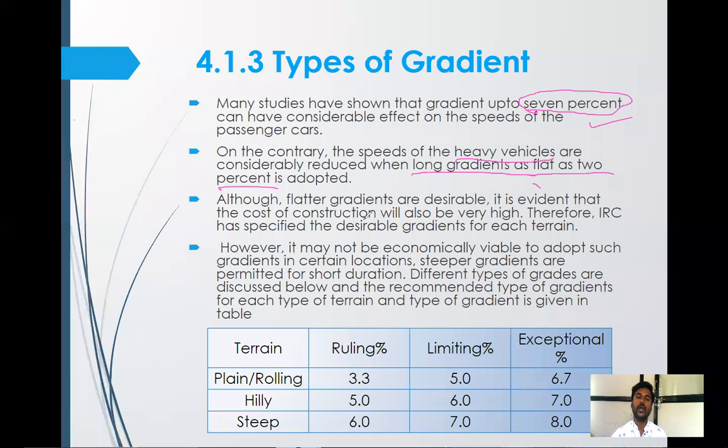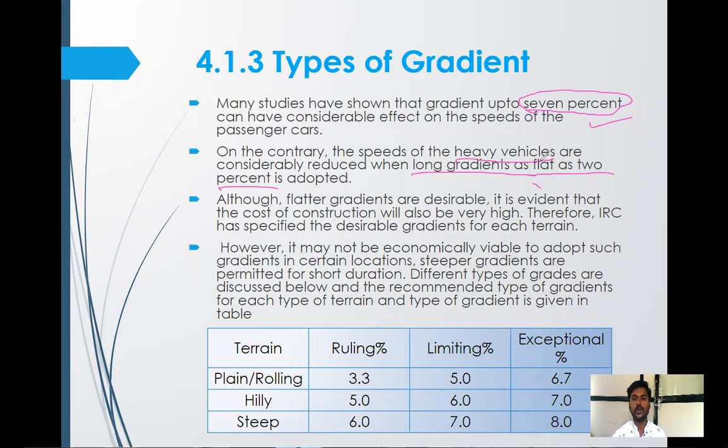Although flatter gradients are desirable, it is evident that the cost of construction will also be very high. Therefore the IRC has specified the desirable gradient for each terrain. However, it may not be economically viable to adopt such gradients in certain locations. Steeper gradients are permitted for short durations. Different types of grades are discussed below, and the recommended gradients for each type of terrain are given in the table.